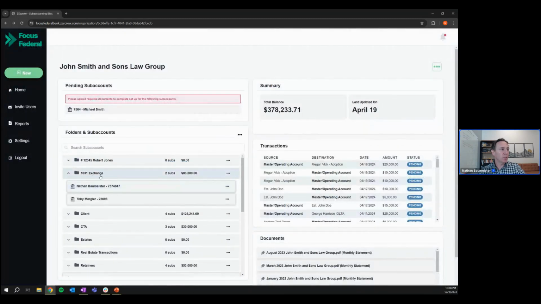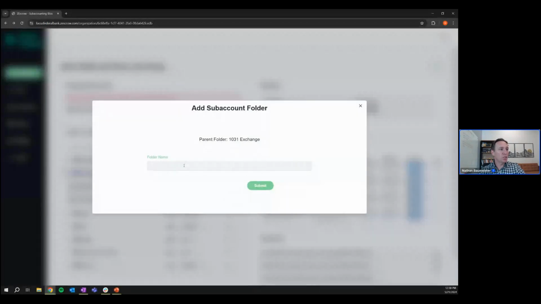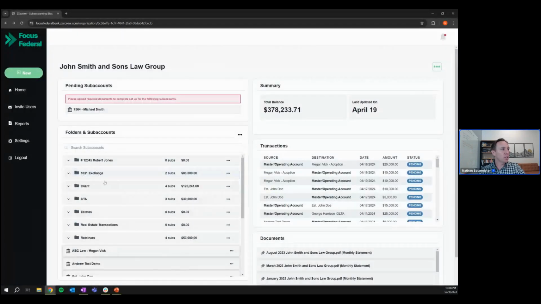They can also nest folders in there. So for example, let's say that you have a law firm that's also acting as an accommodator for 1031. And let's say they have it in different states. They're able to create a child folder to the 1031 exchange one for different states that they could then post those accounts into. So a lot of flexibility for them to be able to dive into all of these different types of situations and use it for the ones that make the most sense for them.